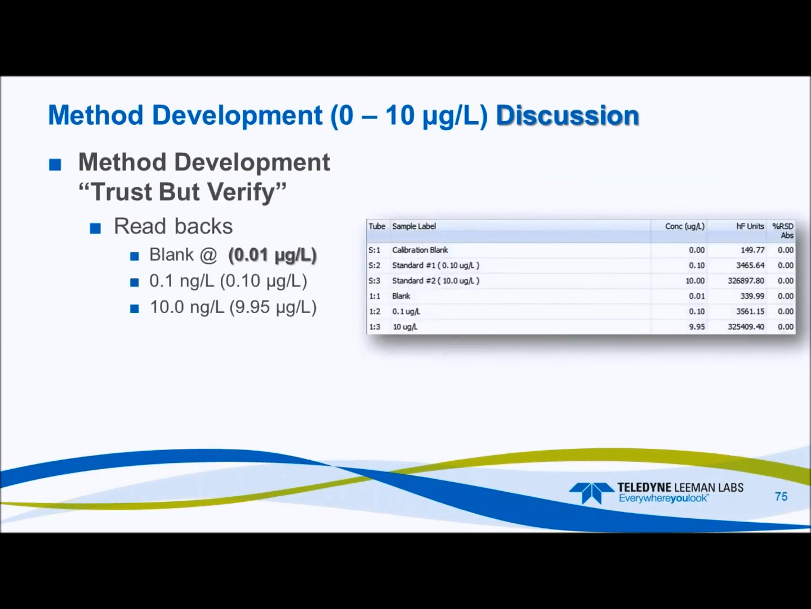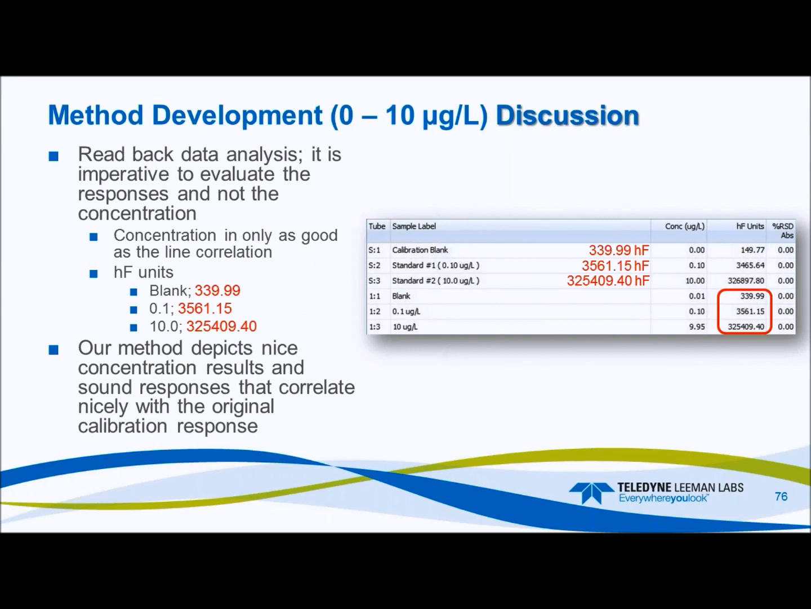So let's read back the samples. So my 0.1 came in at 0.01. My 10 came in at 9.95, which is good. And the blank came in at 0.1. So then let's look at the readbacks.